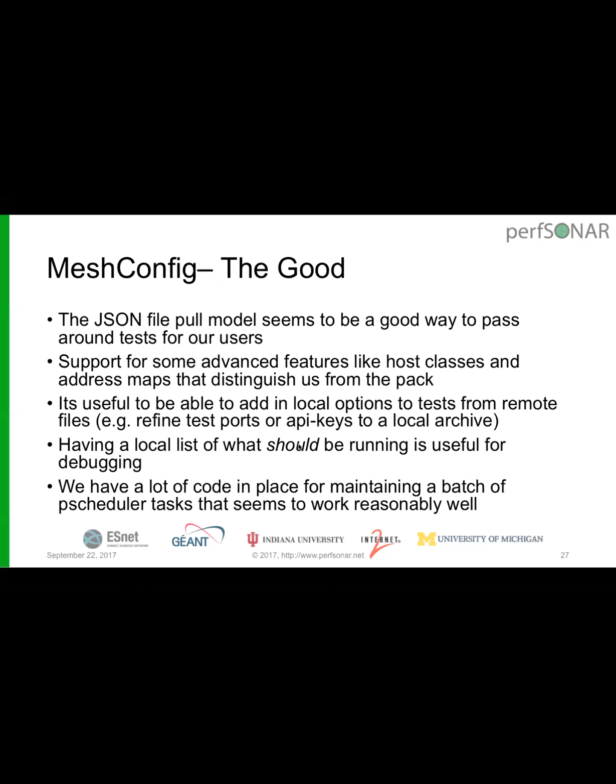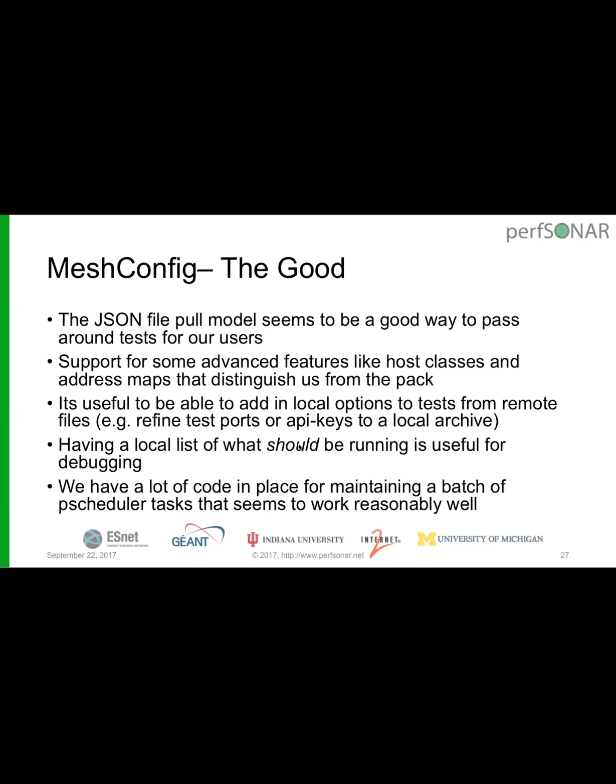There is a lot of good, like I said earlier, from the mesh config. I think the pull model seems to be a pretty good way to pass around tests to our users and not have to worry about firewalls and things like that. There actually are a lot of good advanced features that I didn't cover too much in here that we definitely want to maintain. There's these things called host classes, so you can say things like, okay, I've got this mesh, and basically instead of saying host A, B, C, and D, say include all hosts that are in this IP range, right? That download this mesh and things like that. So you can do some cool automatic stuff there that you can leverage a little bit.